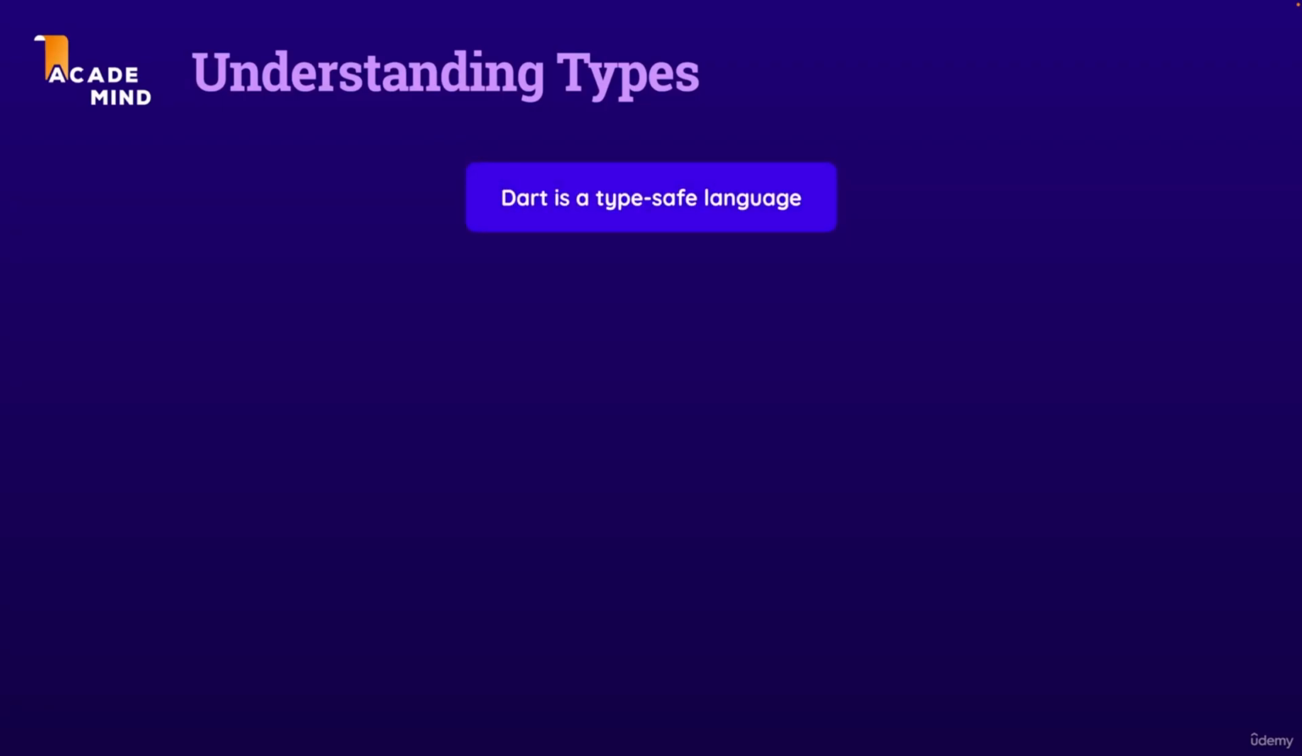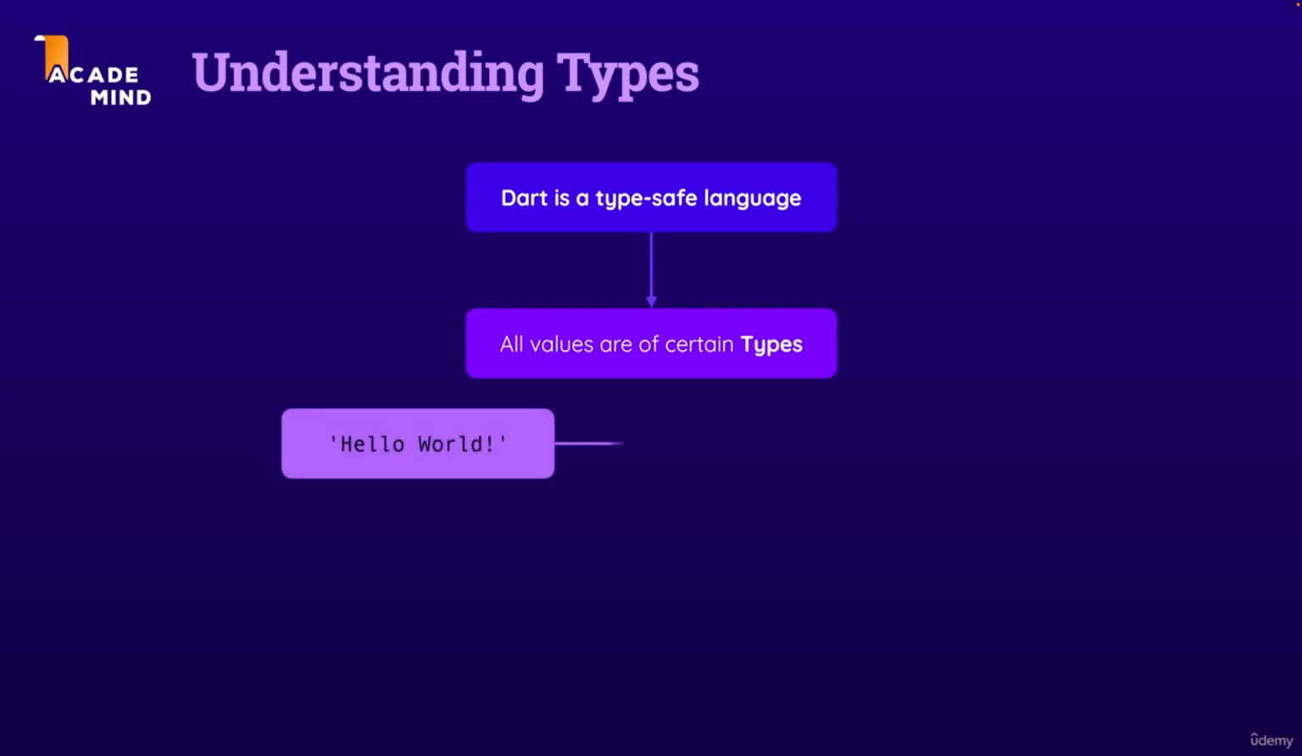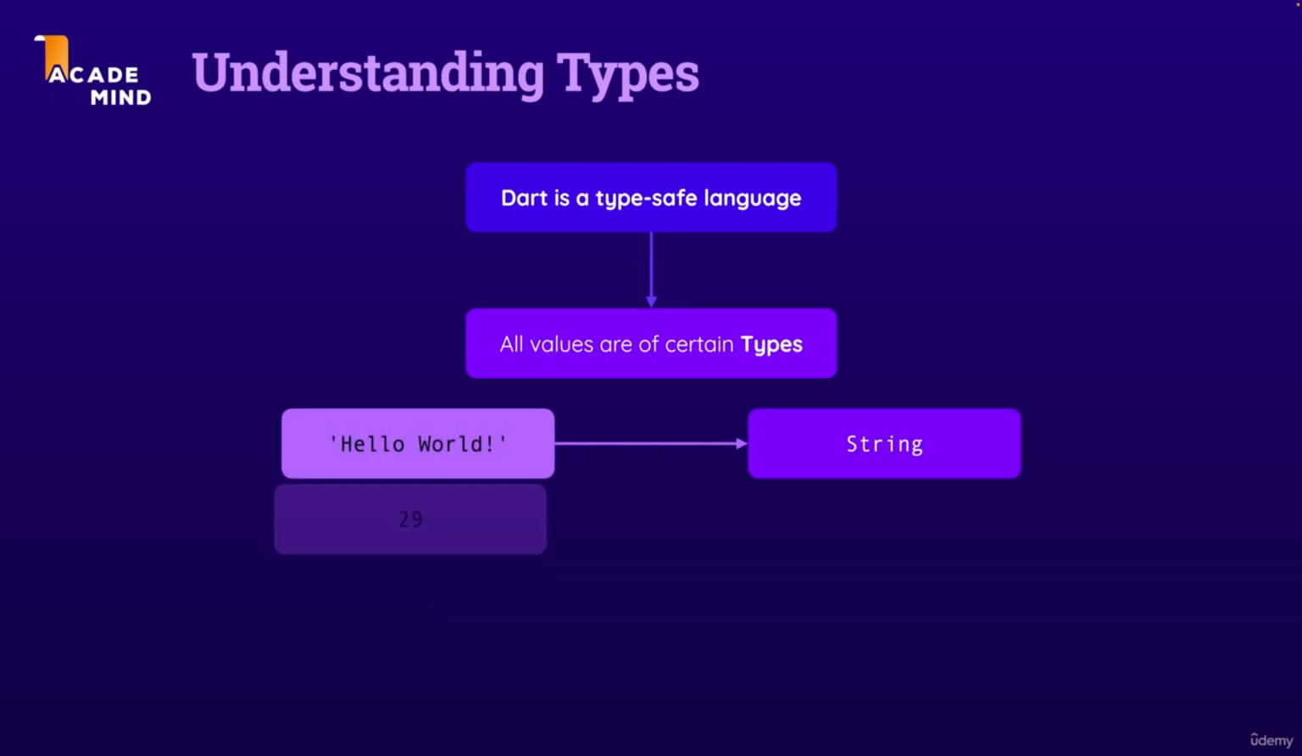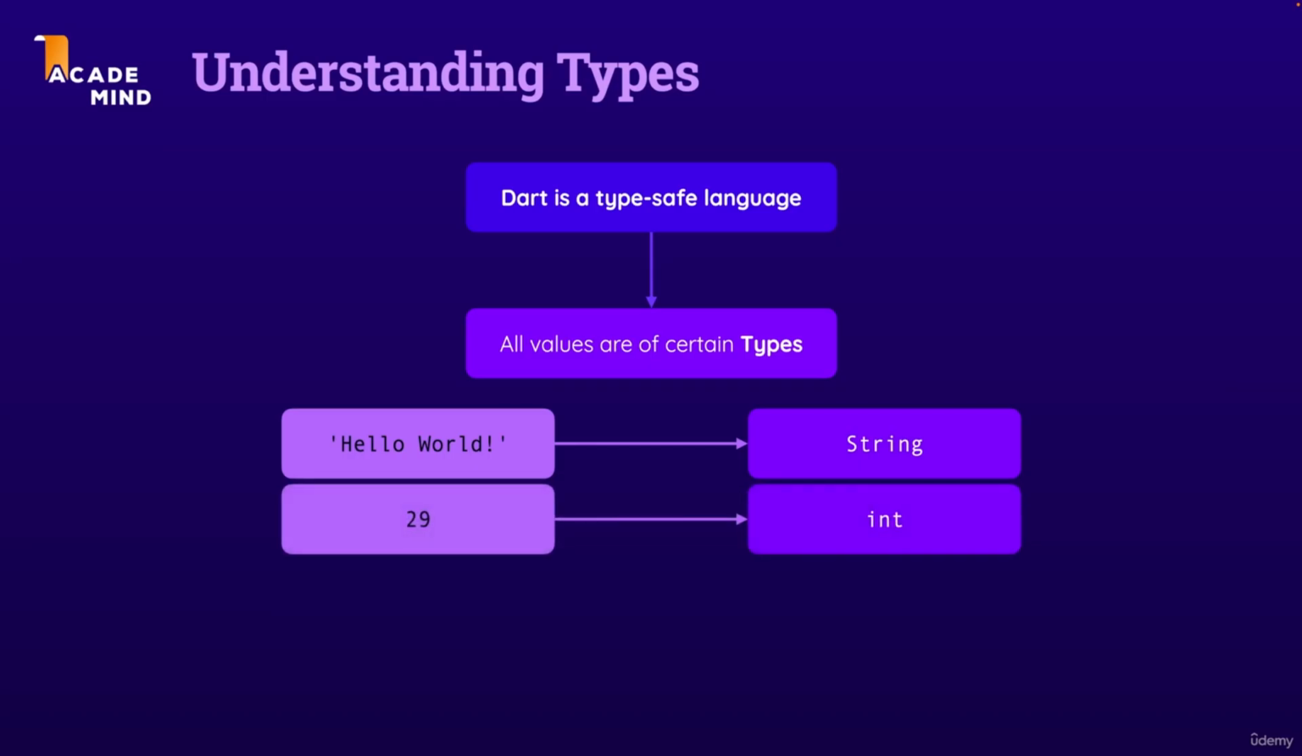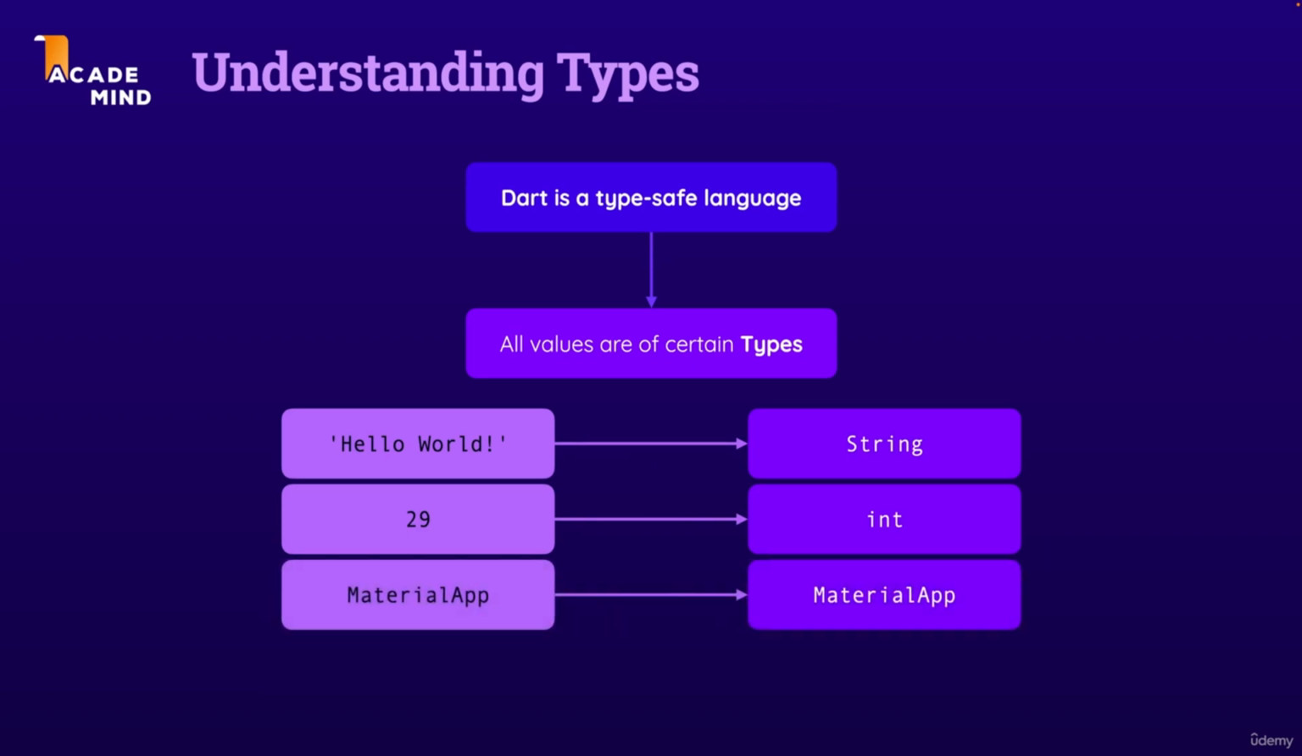That Dart is a type-safe language, which simply means that all the values you are working with are of certain types. For example, the text hello world would be of type string. A number could be of type int for integer if it's a number without decimal places. And the material app widget would be of type material app, because you can also create your own custom types. And for example, every class you define also automatically creates a type of the same name.